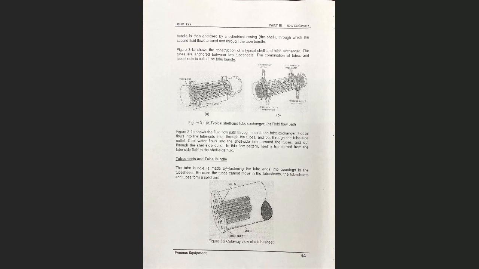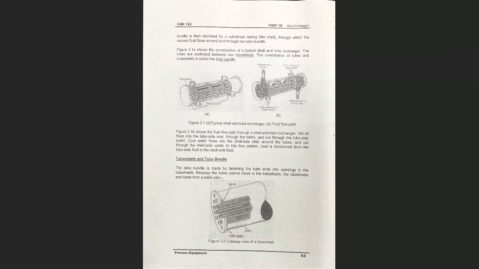Okay, so for the tube sheets and tube bundle, it talks about mechanical design and how the tube bundle is formed. The tube bundle is made by fastening the tube ends into openings in the tube sheets. So we have the tube sheet like this, and we have holes inside. This is where the tubes are fixed or fastened to the tube sheets, and because the tubes cannot move in the tube sheets, the tubes form a solid unit.